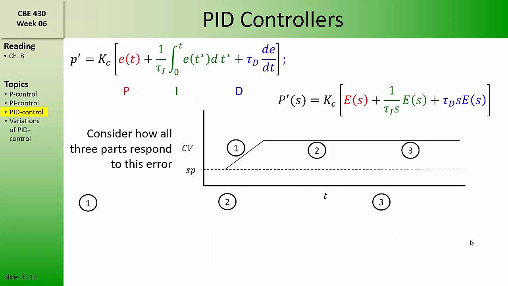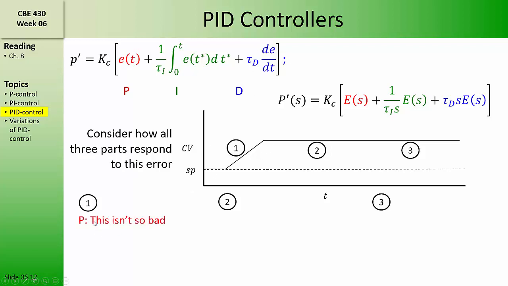To understand why we use PID controllers, let's consider how each individual element would respond to a deviation in the controlled variable like the one shown here. Initially, the controlled variable is at its set point, but then it begins to deviate with a linear ramp. Then the controlled variable remains at a constant sustained value away from its set point. Let's consider how all three parts of the PID controller will respond to this error signal.